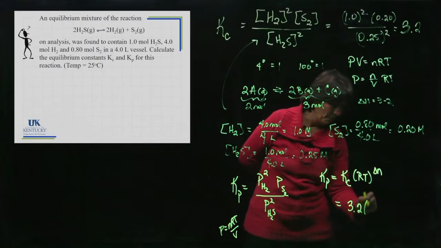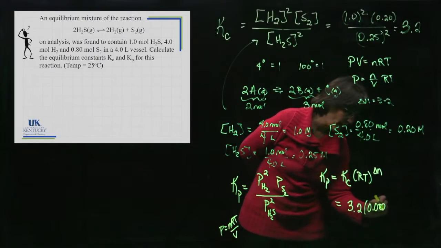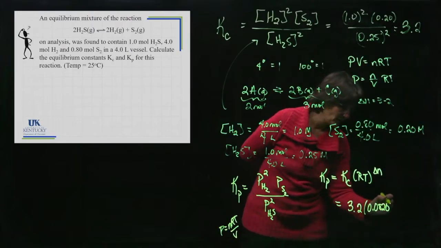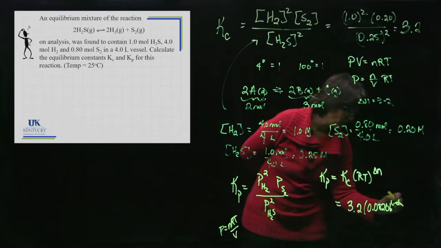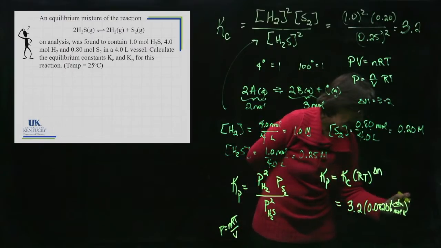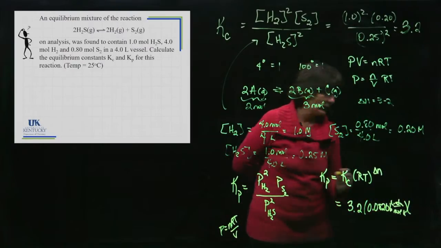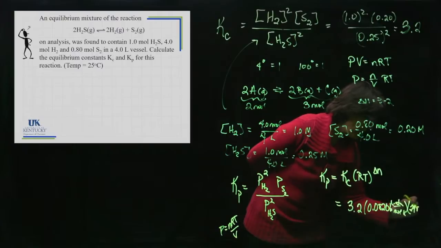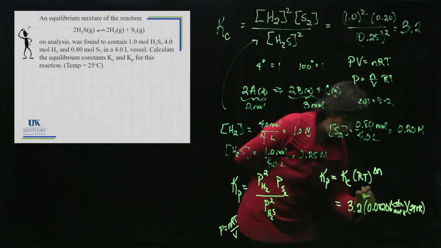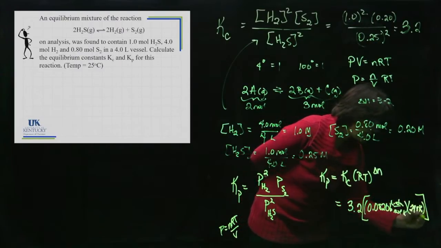It's 3.2. I put 0.08205. It's not 5, it's 6, and that's liter atmospheres per mole Kelvin. I have to make sure I use that one. I have a temperature, 25 degrees Celsius is 298 Kelvin, and all this part is raised to the delta N.